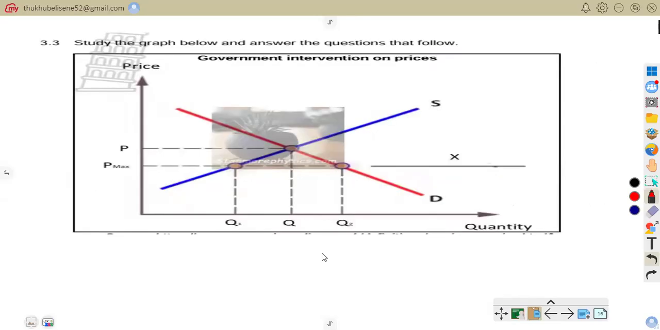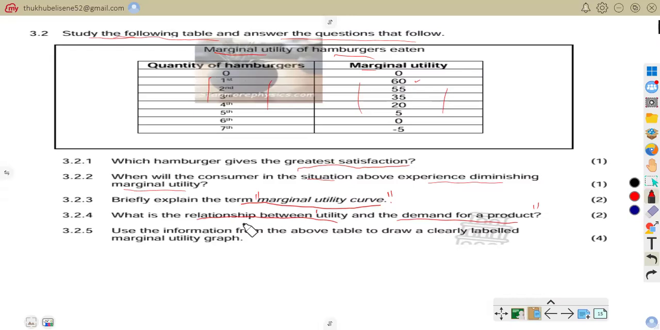Now 3.25: use the information from the above table to draw a clearly labeled marginal utility graph. So you use the information from the table to draw the marginal utility graph.